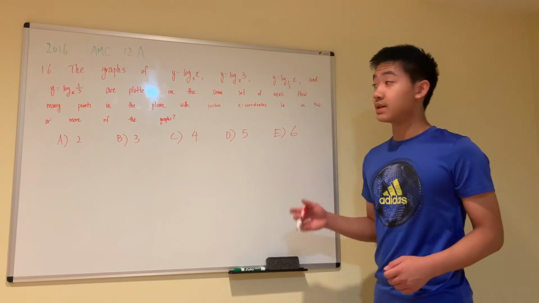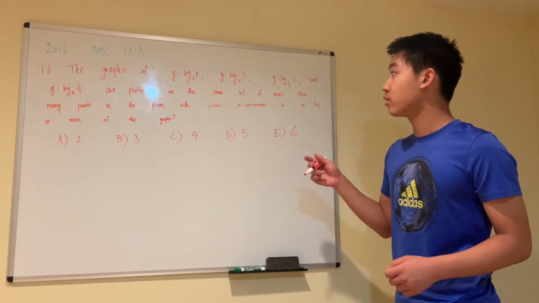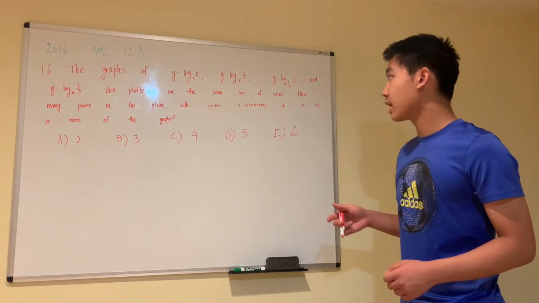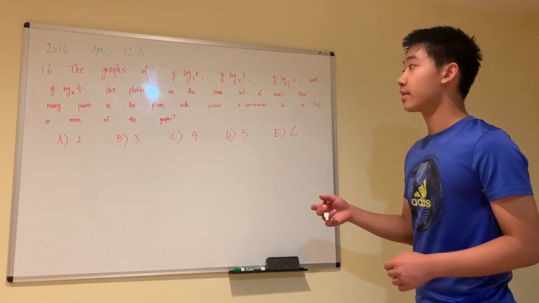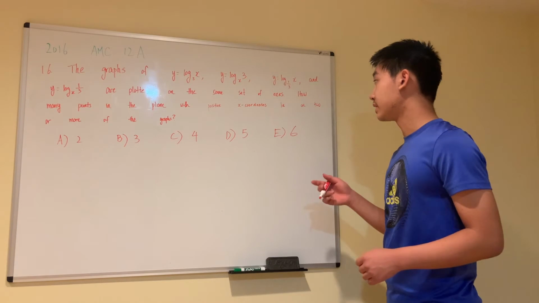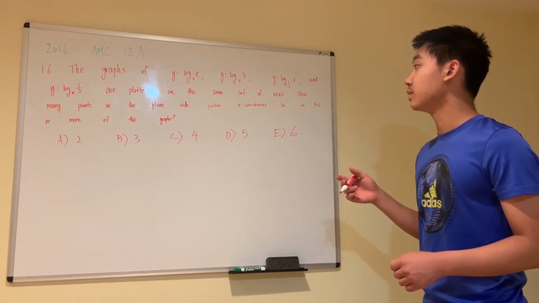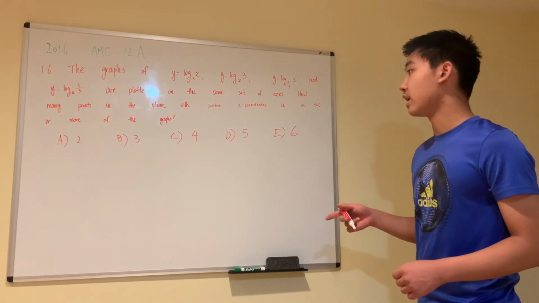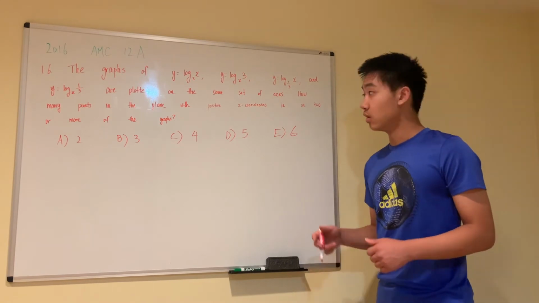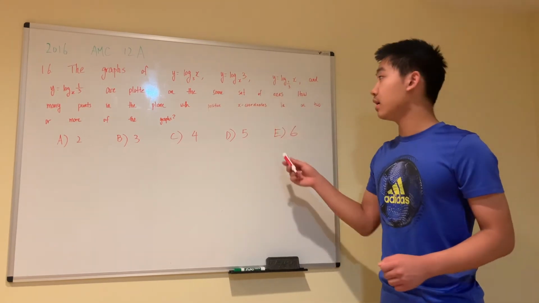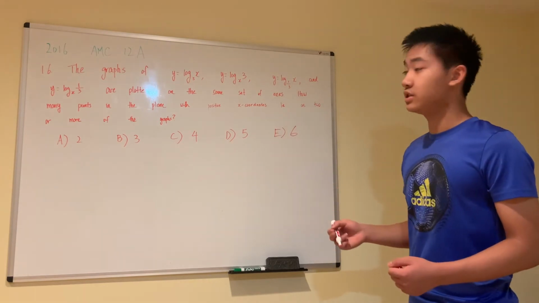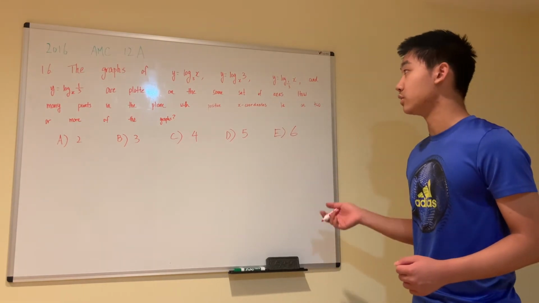So this is question number 16. It reads: the graphs of y equals log base 3 of x, y equals log base x of 3, log base 1/3 of x, and log base x of 1/3 are plotted on the same set of axes. How many different points in the plane, with positive x coordinates, lie on 2 or more of the graphs? So what we're going to do to solve this problem is find every single possible pair of these equations and set them equal to each other to see if they produce any new solutions.